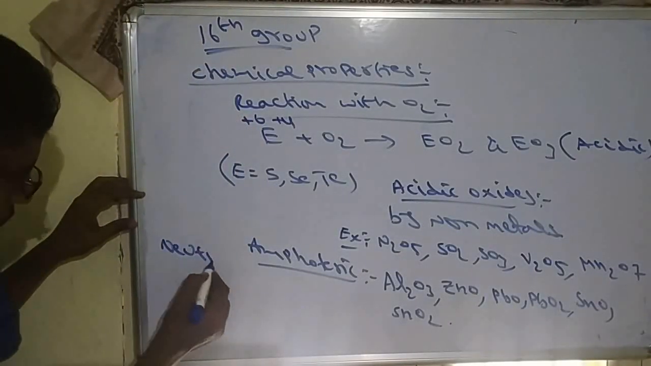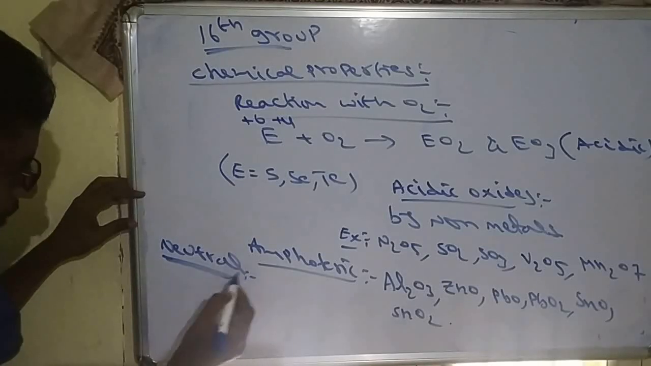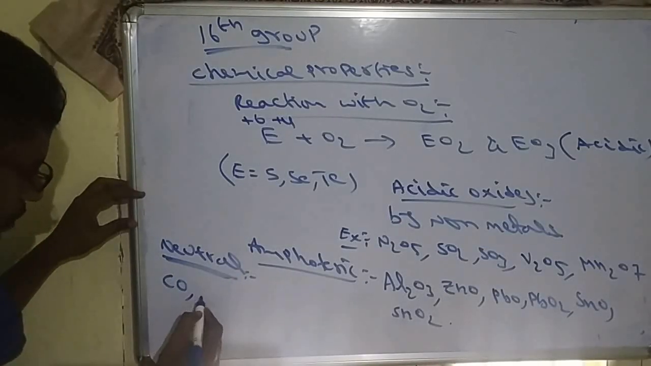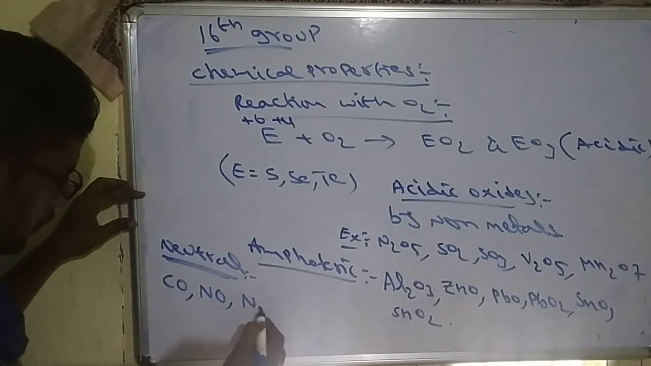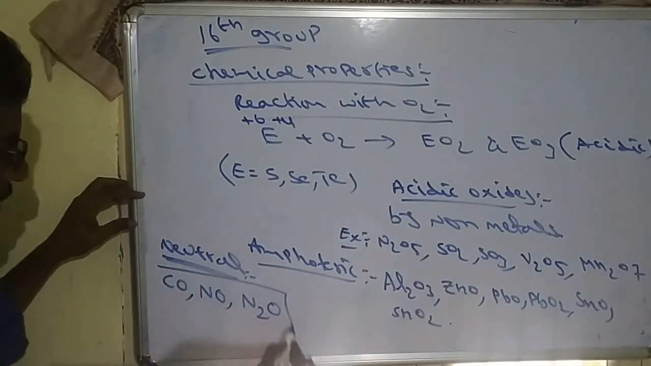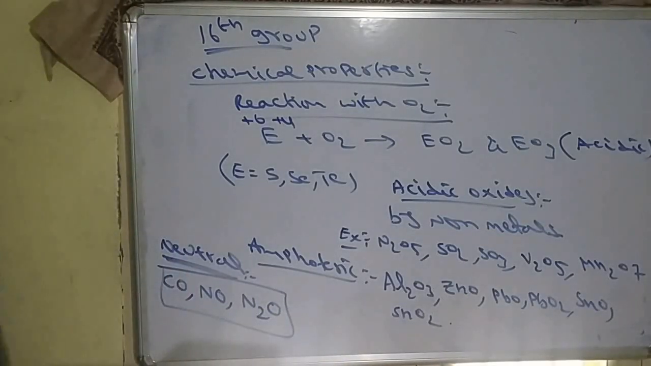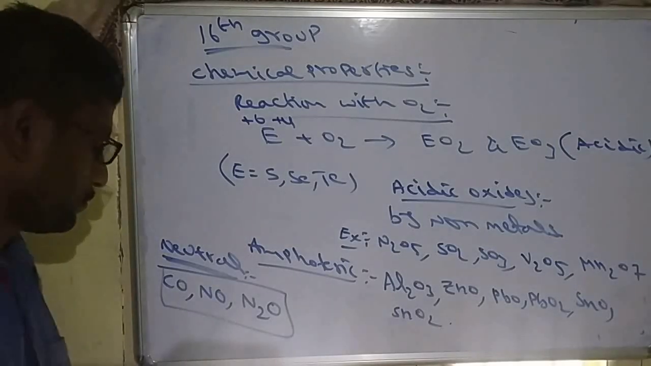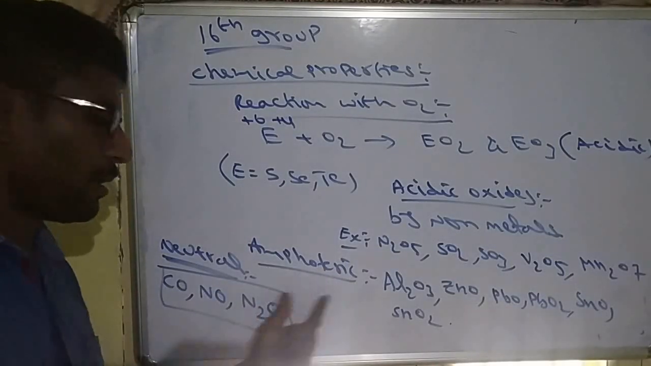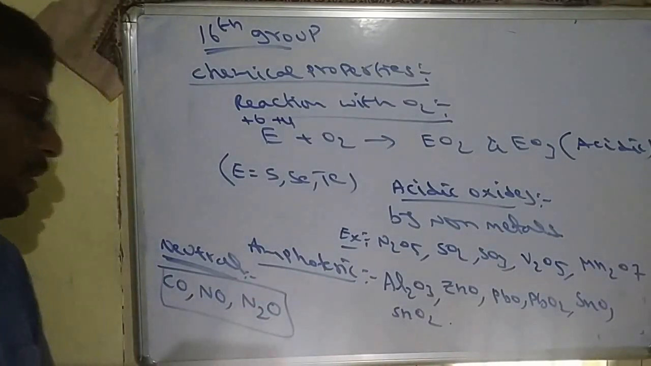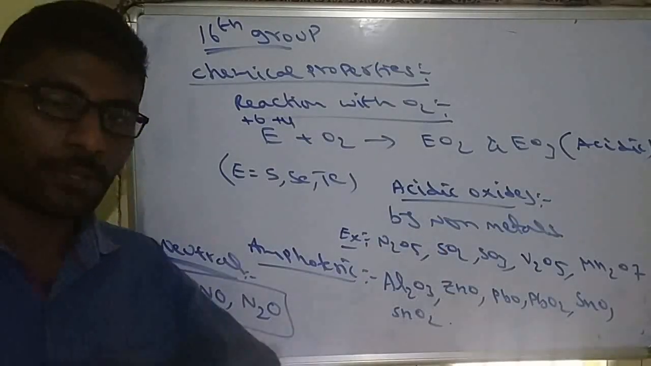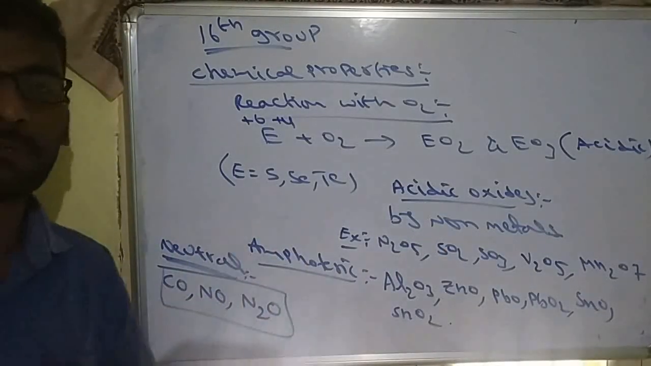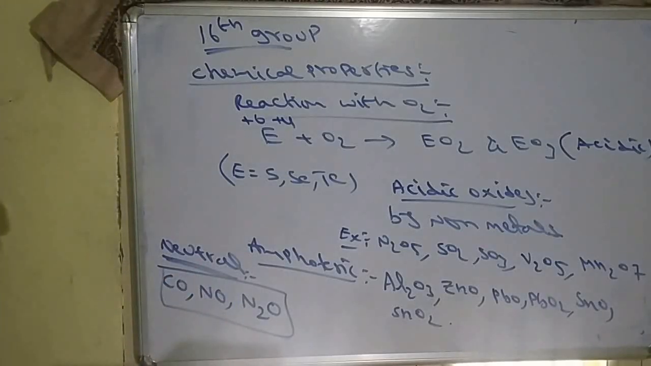Another important type is neutral oxides. Some examples: carbon monoxide, nitrogen monoxide, nitrous oxide. So these three are neutral oxides. Neutral and amphoteric are important. Just remember these two. Amphoteric means it will combine with both. Neutral means it does not combine with anything. So those are called neutral oxides.